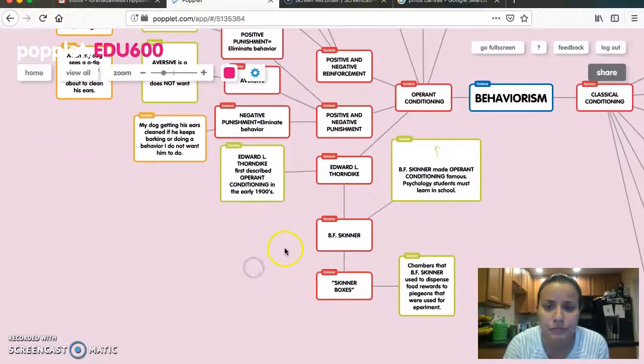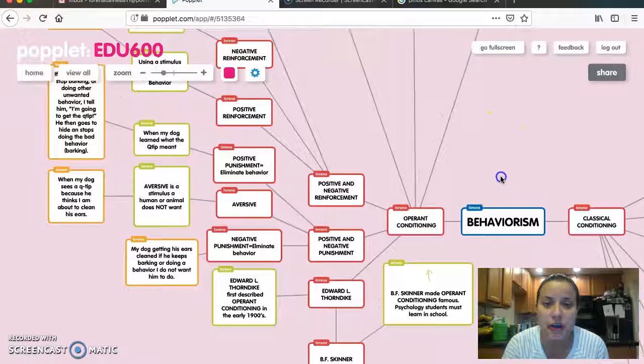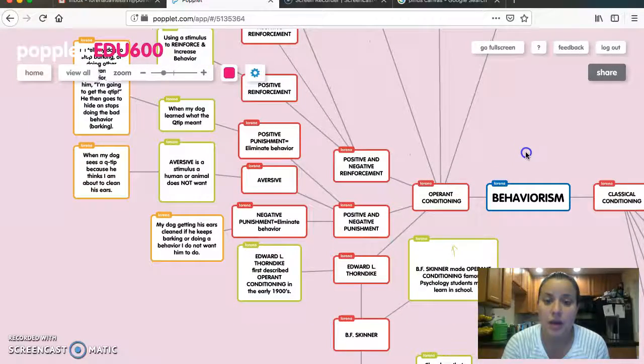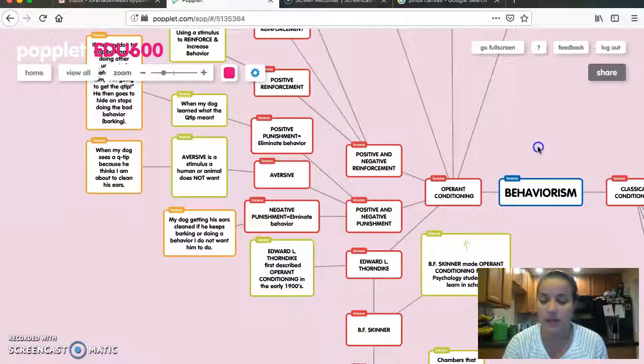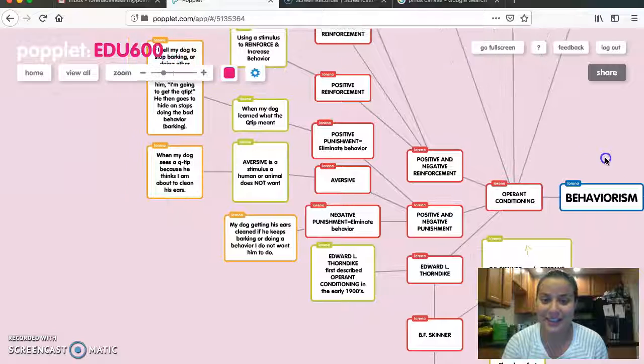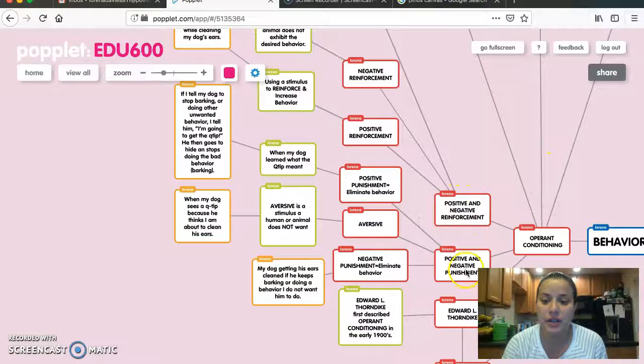Okay. So now we're going to go back to operant conditioning, and we're going to learn about positive and negative reinforcement and positive and negative punishment. It all kind of sounds the same once you look at it, and then you've got to dig in to really learn and remember what it is. So we're going to start with positive and negative punishment. Positive punishment is when you want to limit the behavior.